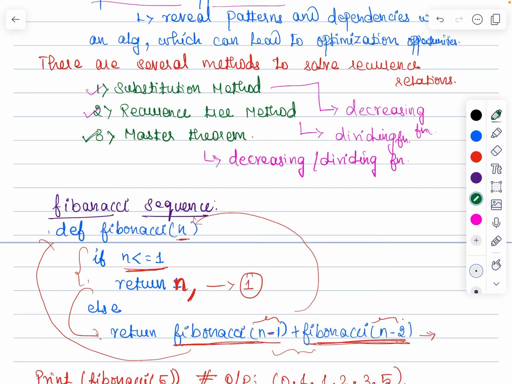In the upcoming video, let's discuss a few example problems under the substitution method, and let's also discuss Master's theorem in the upcoming lecture.